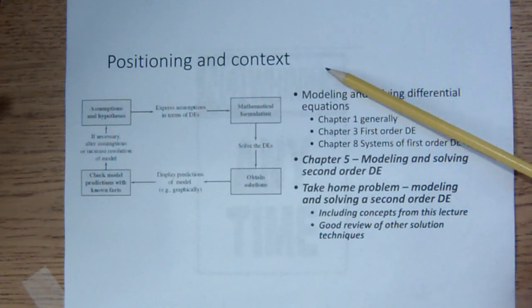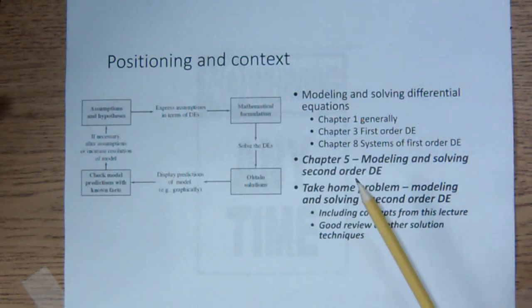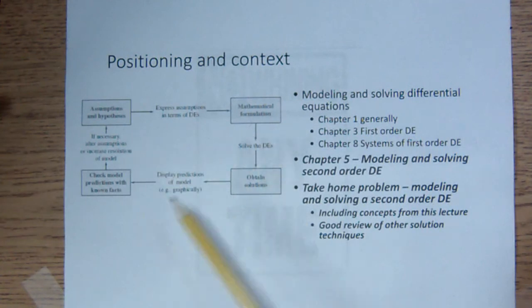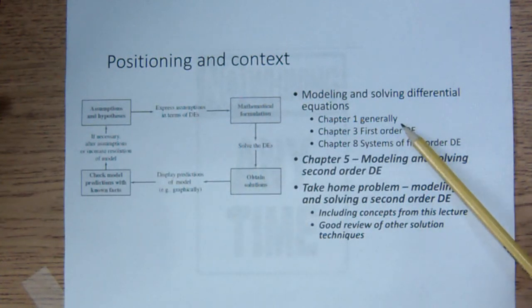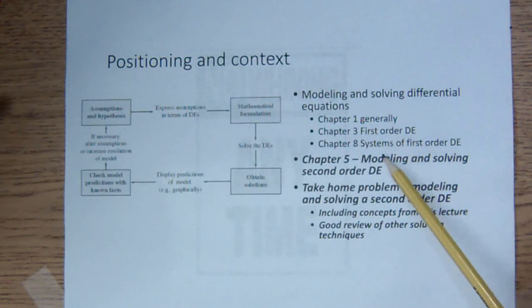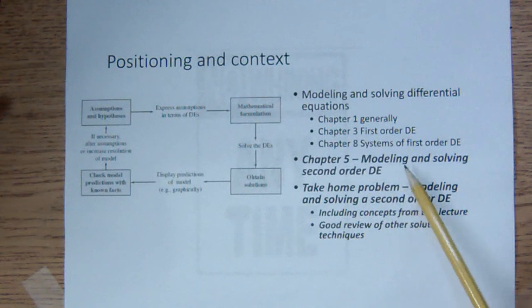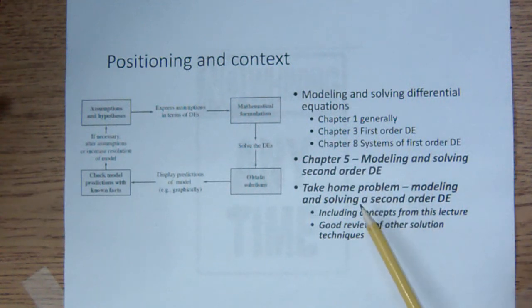I would like to open with a little bit of positioning and context. We have talked about solving differential equations and some mathematical modeling in Chapter 1, Chapter 3, and also in Chapter 8, a little bit about systems of first order differential equations in the last one. But what we haven't done much of is modeling second order differential equations, although we have solved a number of them. So this really will be addressing elements of Chapter 5.